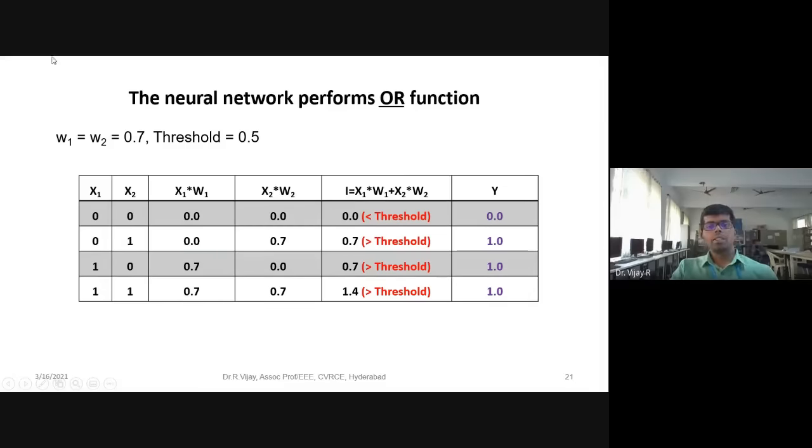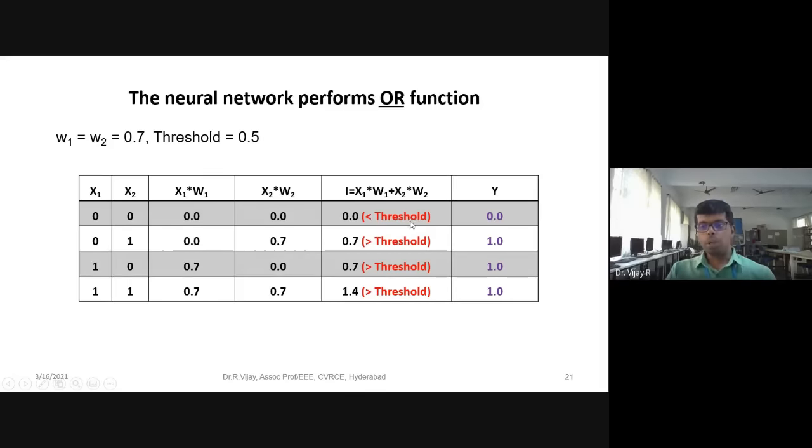So what is the activation function? I is equal to x1 into W1 plus x2 into W2. So 0 plus 0 is 0, 0 plus 0.7 is 0.7, 0.7 plus 0 is 0.7, and 0.7 plus 0.7 is 1.4. The threshold I have given is 0.5. Here, 0 is less than 0.5, 0.7 is greater than 0.5, the other 0.7 is greater than my threshold value, and 1.4 is also greater than my threshold value.